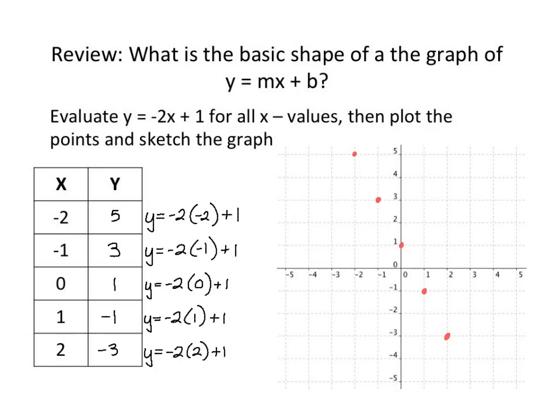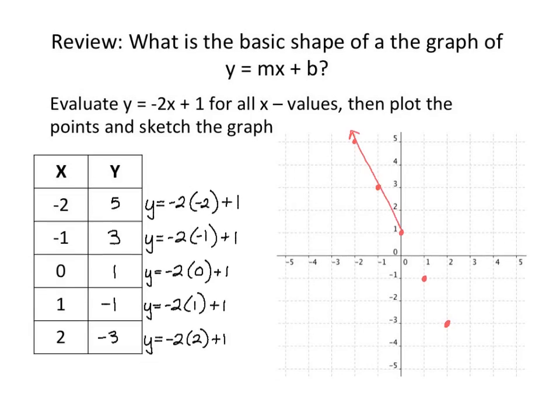So now what we recognize, and what I wanted to review before we started, is that the basic shape of this graph is a line. In other words, this y equals mx plus b graph does have the basic shape of a line if I connect all these points, which looks something like this.